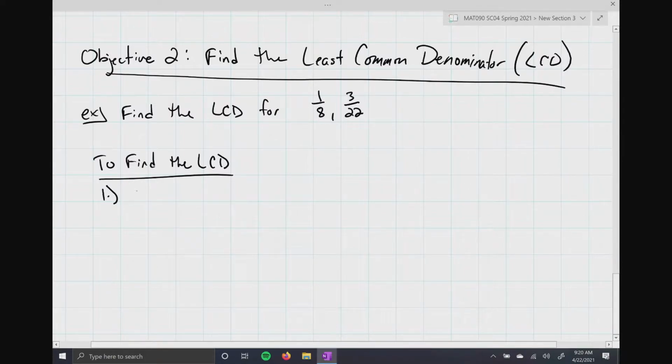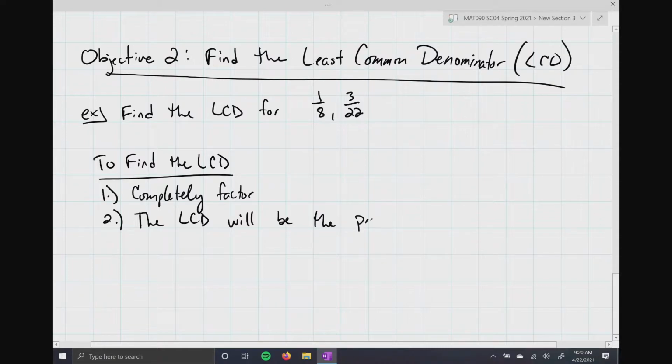Completely factor. Step 2, okay, and this is the lengthy one. So the LCD will be the product of unique factors from step 1. All right, now here's the catch, comma.